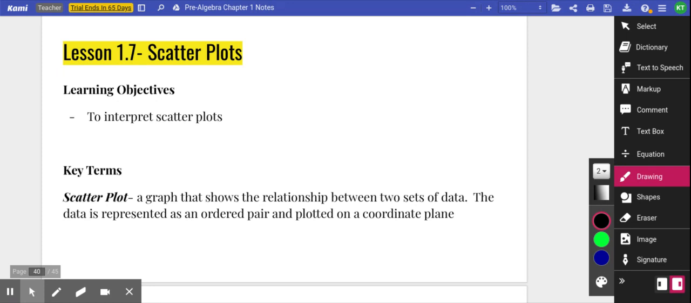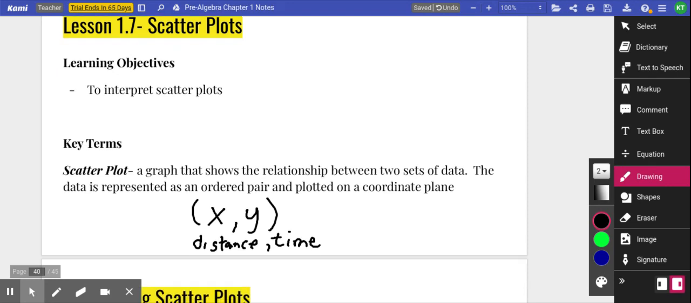Key term is scatter plot, a graph that shows the relationship between two sets of data. The data is represented as an ordered pair, which, if you remember back from 1-6 yesterday, we talked about an x value and a y value. A lot of times these will represent, for example, maybe distance, and y would be time. Could be any two sets of data, and we plot those on a coordinate plane. We're not necessarily going to be looking at the plots as much as we are just interpreting what's going on.